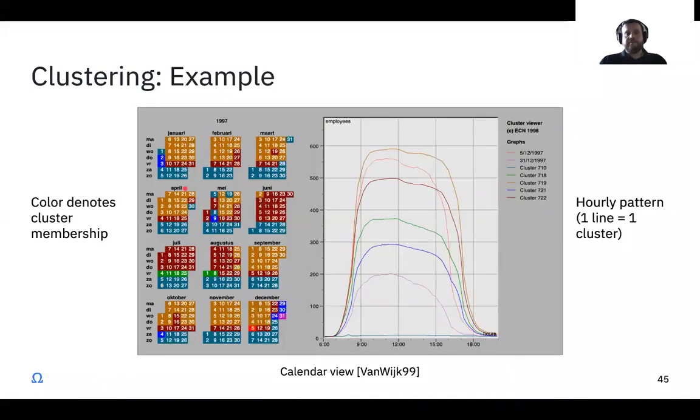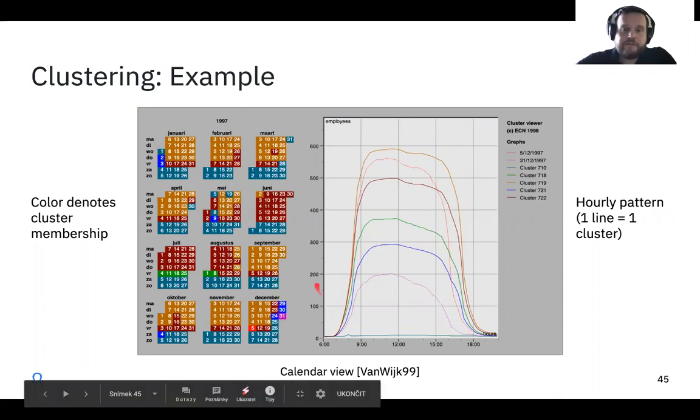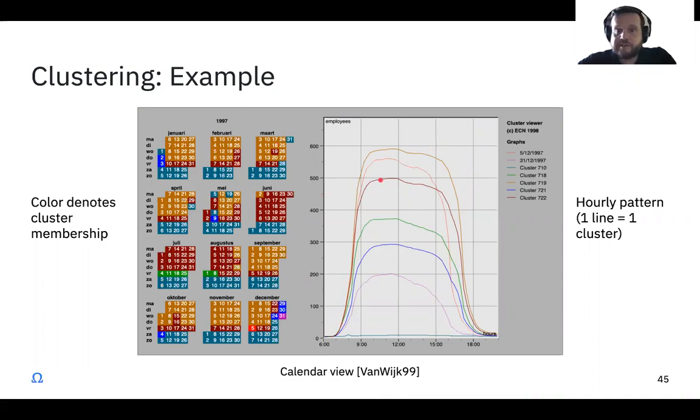What really works very well, if you're looking for daily patterns for instance, is the so-called calendar view, which is again a classic technique. Here we have a graph of employees over time of the day, and we have various clusters. One line is one cluster. Each line is the cluster representative of typical kinds of days.